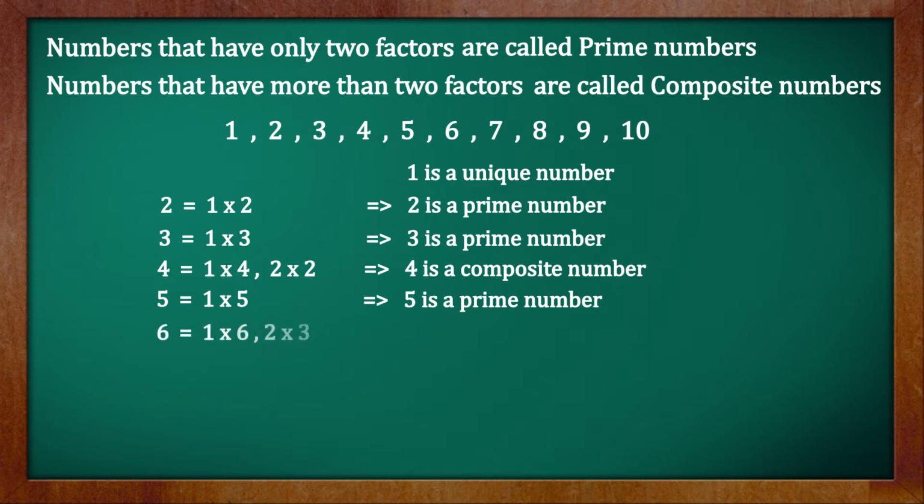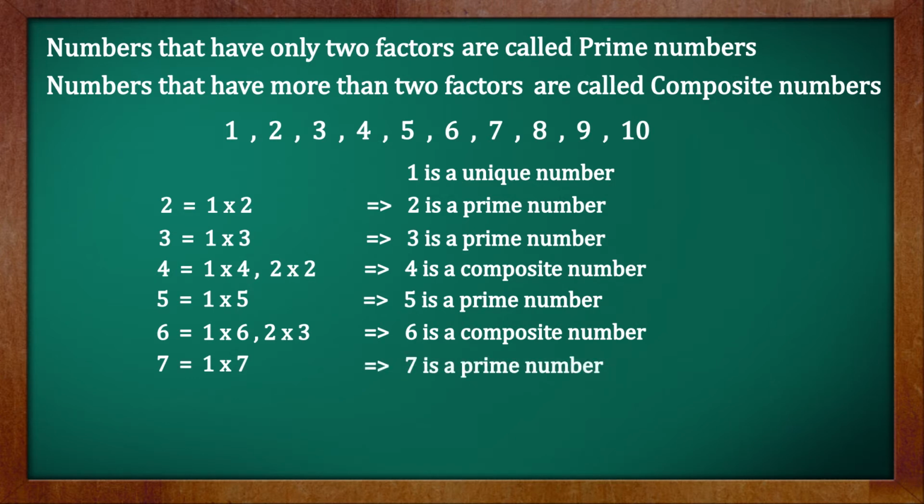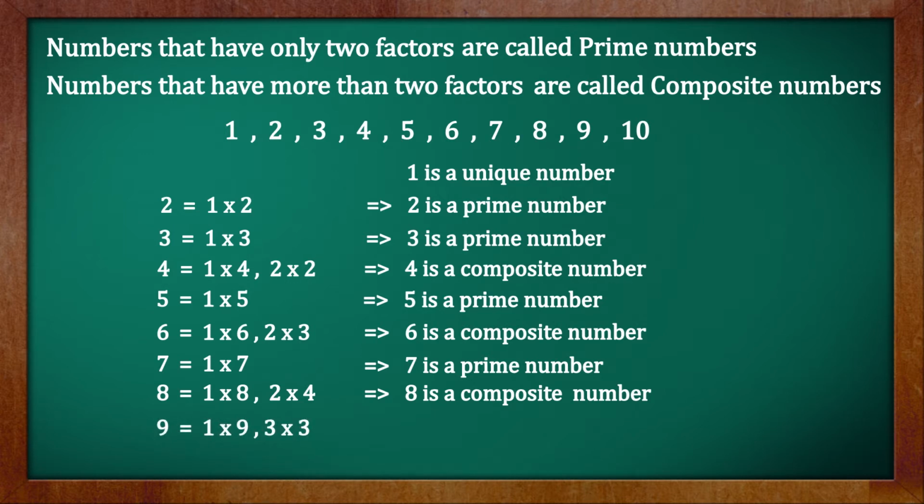6 has 1, 2, 3 and 6 as its factors. So that makes 6 a composite number. 7 has only two factors, 1 and 7. 7 is a prime number. 8 has four factors, 1, 2, 4 and 8. 8 is a composite number. The factors of 9 are 1, 3 and 9, which is more than two factors. So 9 is also a composite number.